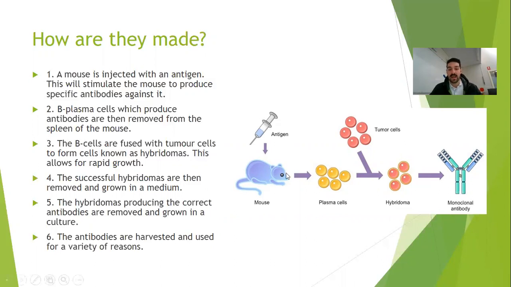So just to recap, we inject the mouse or the animal with the pathogen or antigen. We take out its plasma cells that are starting to make those antibodies, and we combine them with cancer cells to form hybridomas. And then we pick and choose the hybridomas that we want, and we end up harvesting and growing a very large amount of antibodies in a very short amount of time.